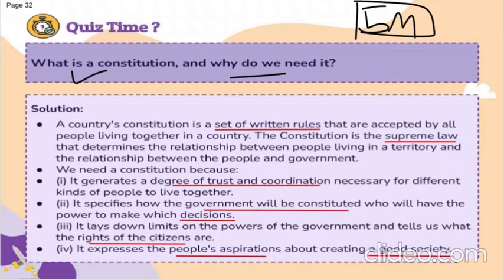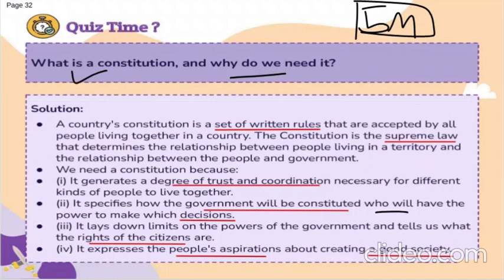and coordination. It specifies how the government will be constituted, who will have the power to make decisions. So how will the government work, the working of the government, the federalism and all, that is written in the constitution already. So you can't come and make your own rules. No, if you're the government, you want to do something better, that you can do, but how will you do that? That is given in the constitution.